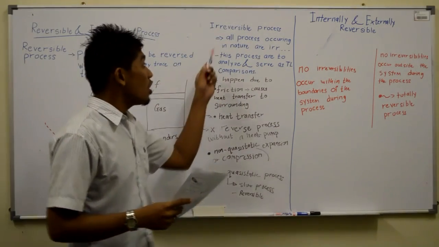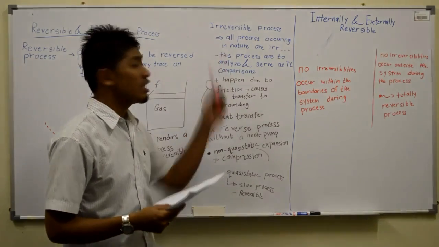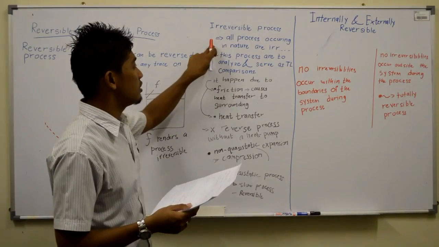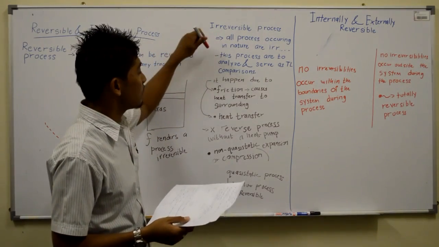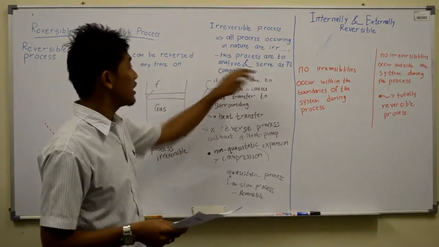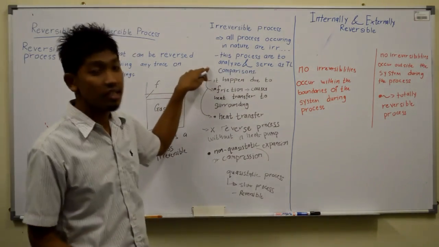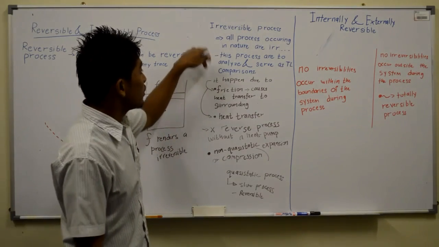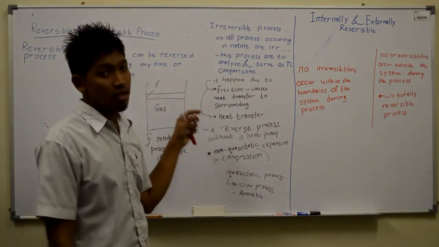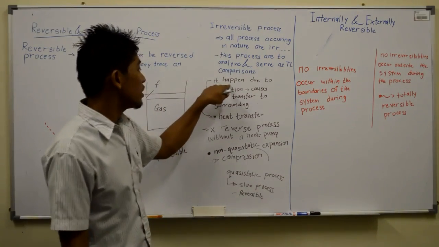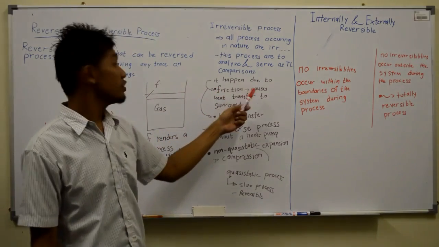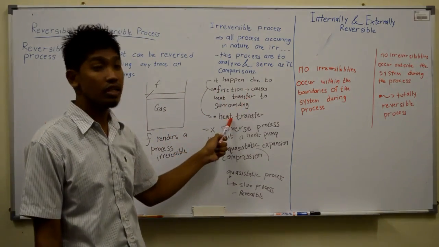This means that all processes occurring in nature are irreversible. This is basically general knowledge. Then these processes are easy to analyze and serve as theoretical limits for comparison. So irreversible processes happen due to certain criteria. The first criterion is friction. Friction causes heat transfer to the surroundings.